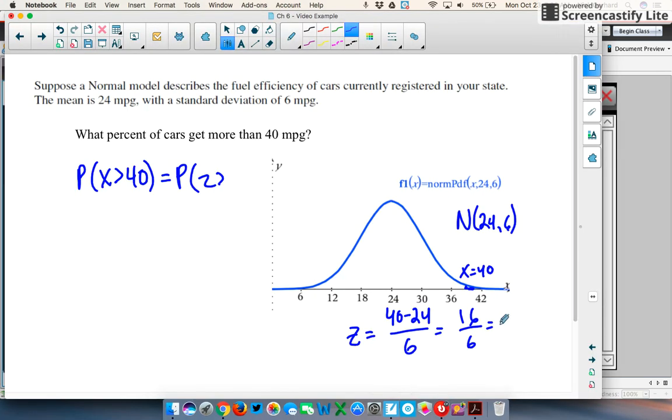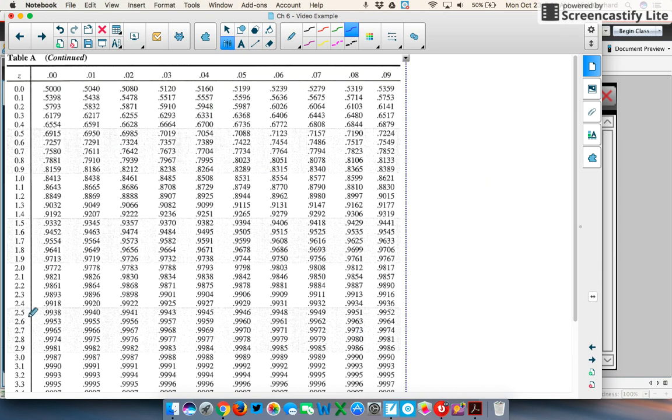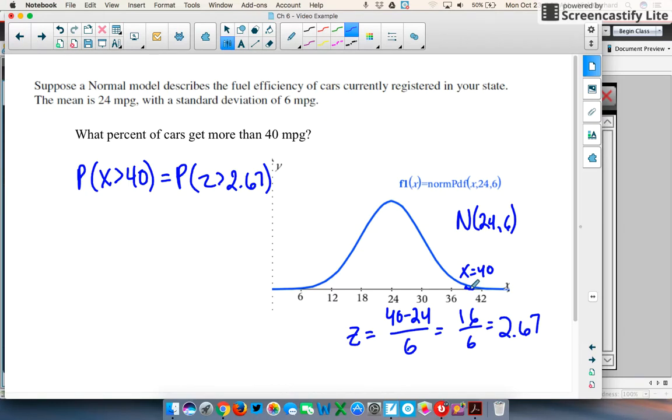So come back here, 2.67, which is about right. There's 1, there's 2, there's 3, so 2.67. Now here's the problem though. If I go to the normal probability chart, here's 2.6, we come all the way over to 2.67. That doesn't look like 99.62% of the area under the curve. It looks like a lot less than that.